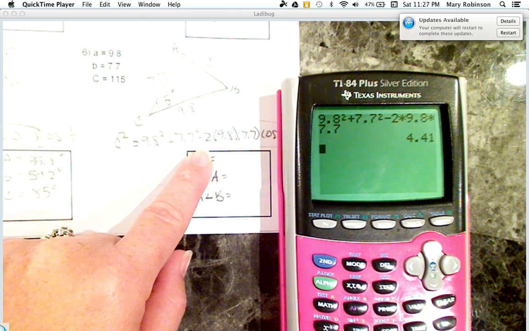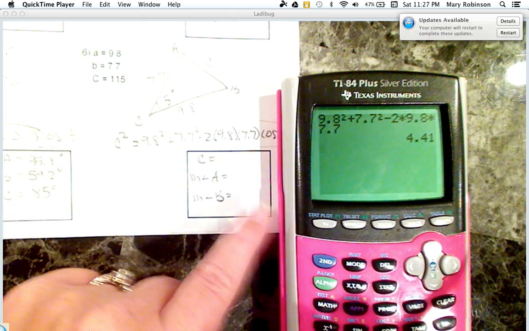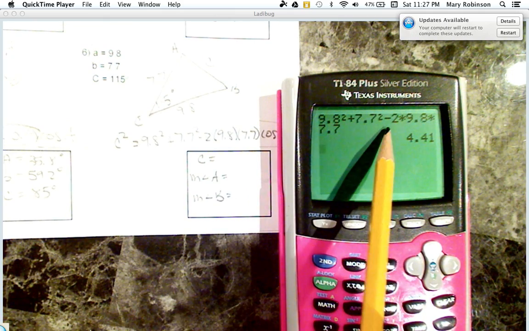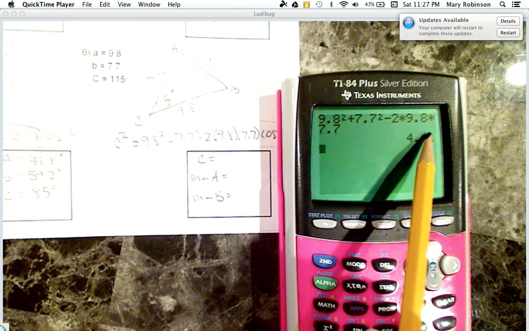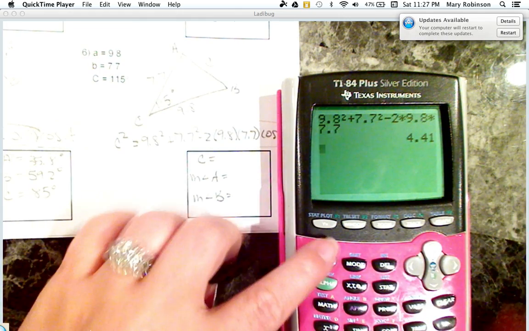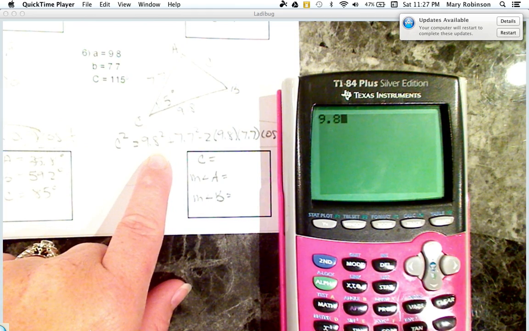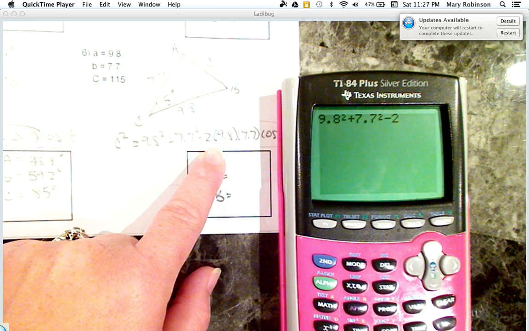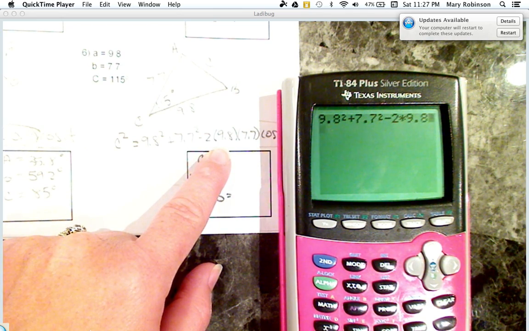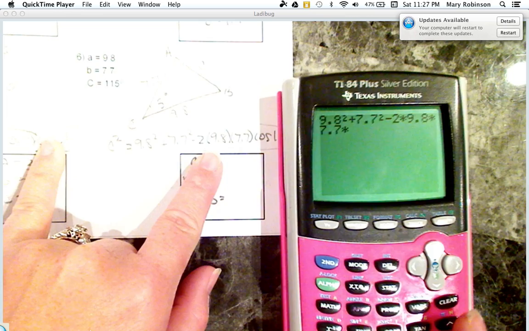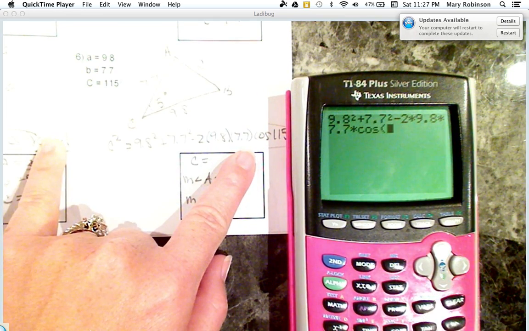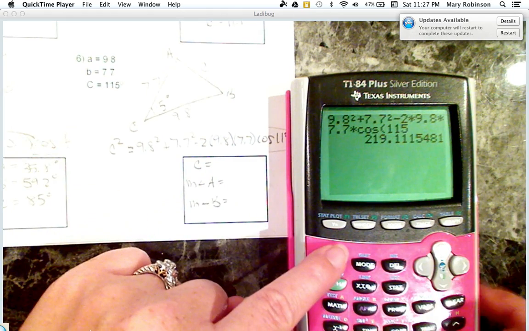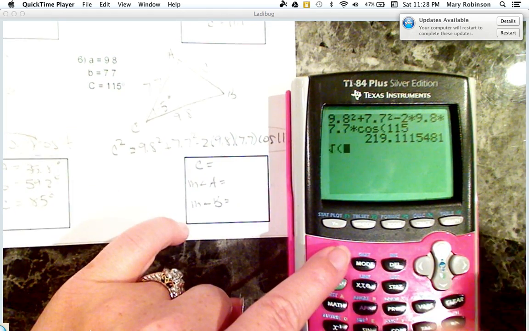Now I got 4.41. And then we're going to, let me see, 9.8 squared plus 7.7 squared minus 2 times 7.7. Oh, I forgot my cosine. I'm going to do that all again. 9.8 squared plus 7.7 squared minus 2 times 9.8 times 7.7 times the cosine of 115. And we get 219.11-ish, so second square root, second answer.